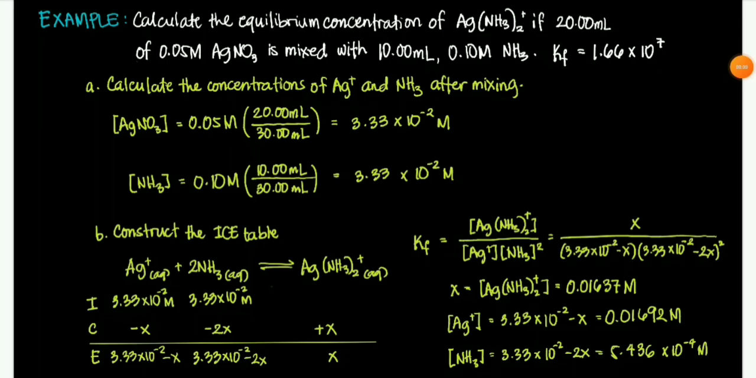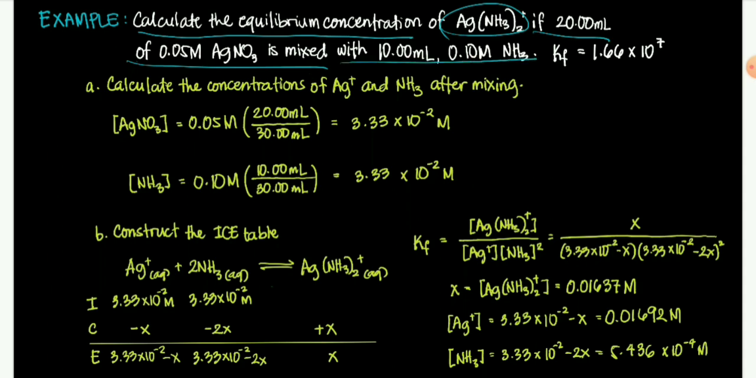Okay? So here we have some sample problems. So for the first one, calculate the equilibrium concentration of the diamine silver plus if 20 ml of 0.05 molar silver nitrate is mixed with 10 ml of 0.10 molar ammonia. So the Kf for the process is 1.66 times 10 to the 7th. So for the first step, calculate the concentrations of the silver plus and ammonia after mixing.